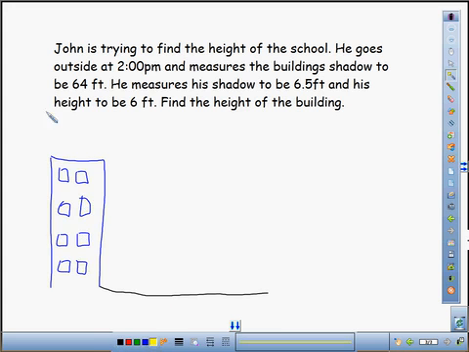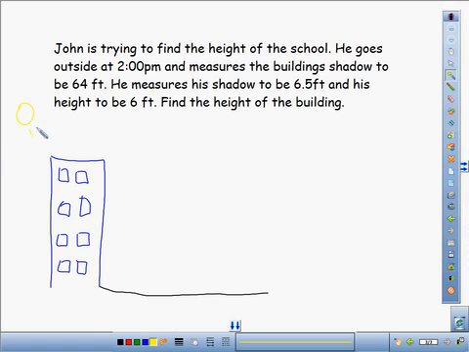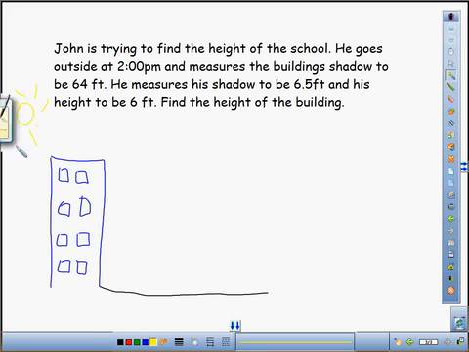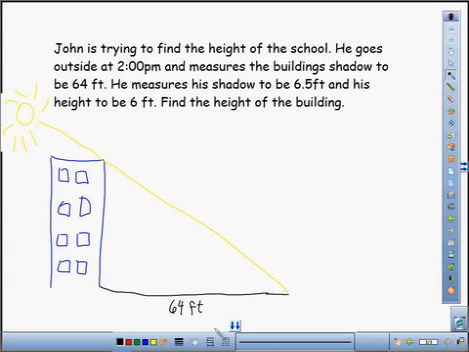It means the sun's up here somewhere, right? And the sun is casting its rays down to the ground, and then we end up with this shadow down here on the ground. And we know that he measured the shadow to be 64 feet. And then John also took his own height and his own shadow.